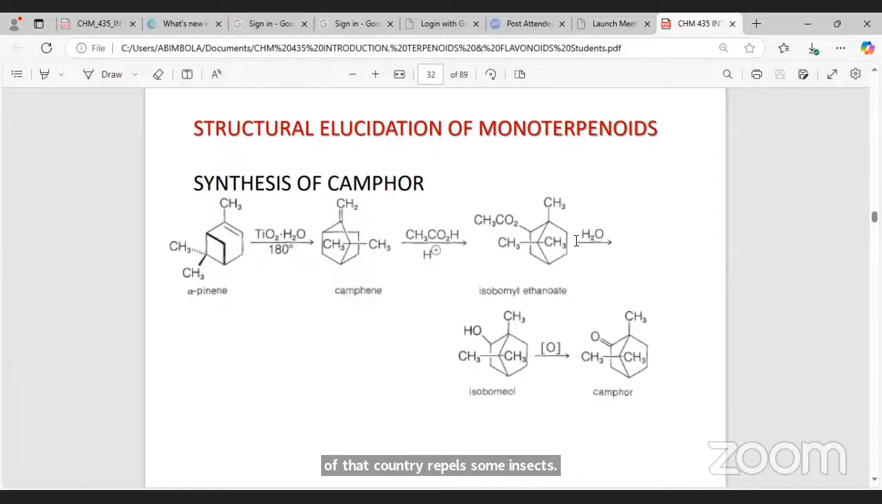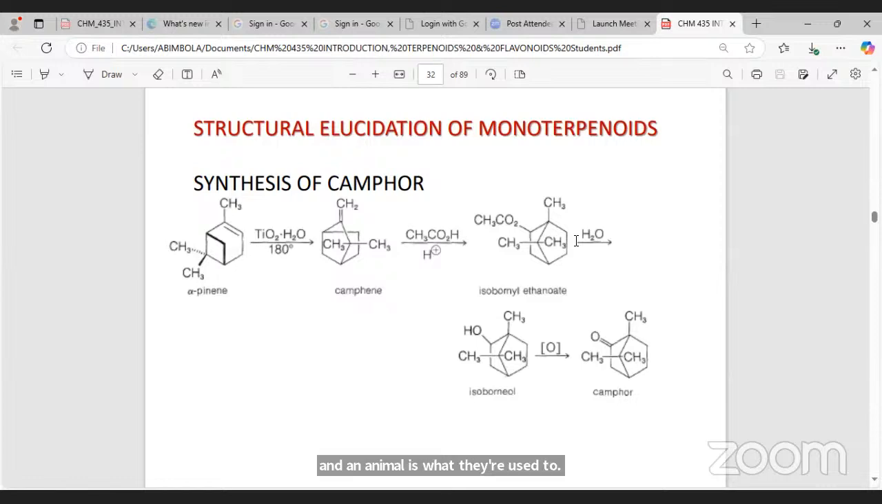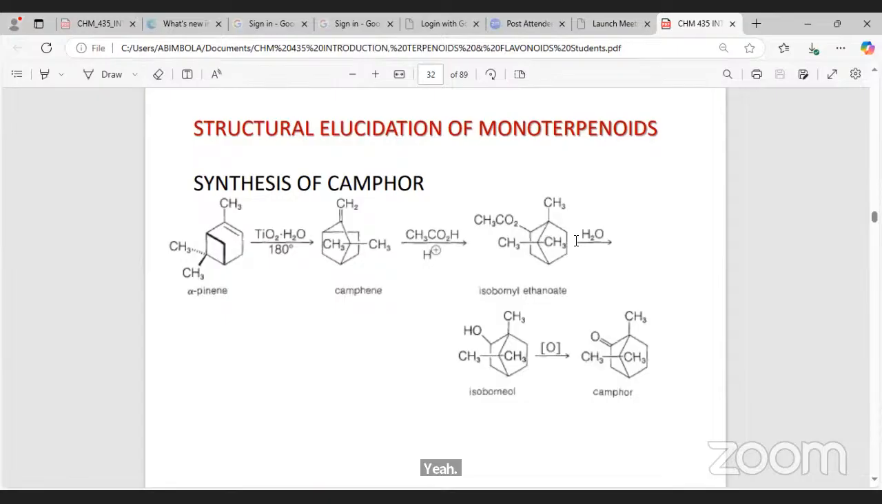Now we'll talk about whether some of these things occur in plants and animals. In animals, it is what they use to shield themselves from predators. So that's why some animals, like alligators, whenever there are predators, exhibit essential oils. At times you see that some of their smell will repel you. The essence is that they want to scare you away from attacking them.